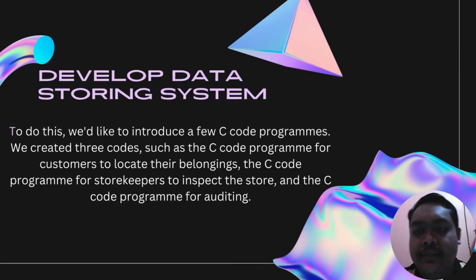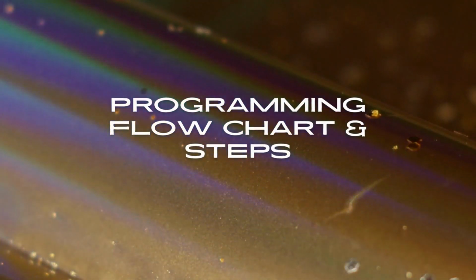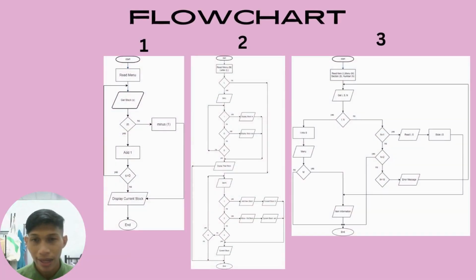Developing a data storing system. To do this, we would like to introduce a few C code programs. We create a C code program for the customer to locate their belongings, a C code program for the storekeeper to inspect the store, and the third, a C code program for auditing. As you can see, there are three flowcharts that represent the three coding systems.